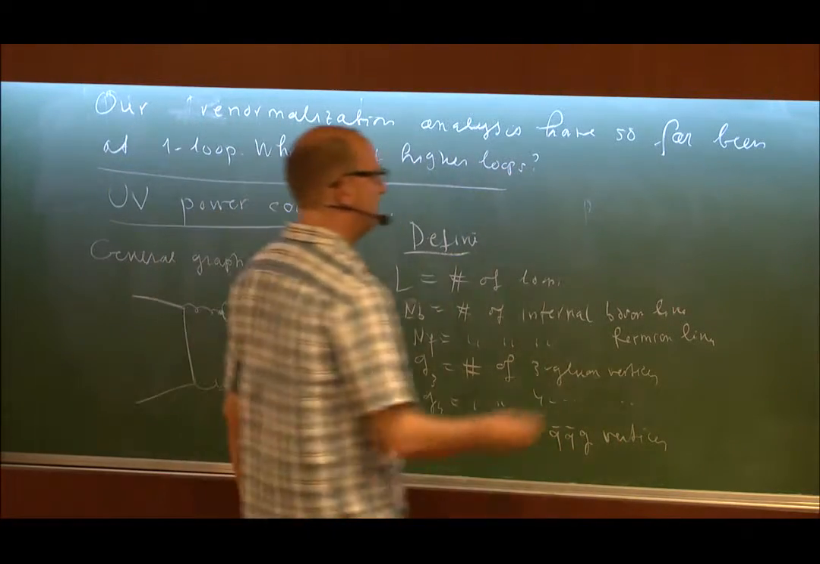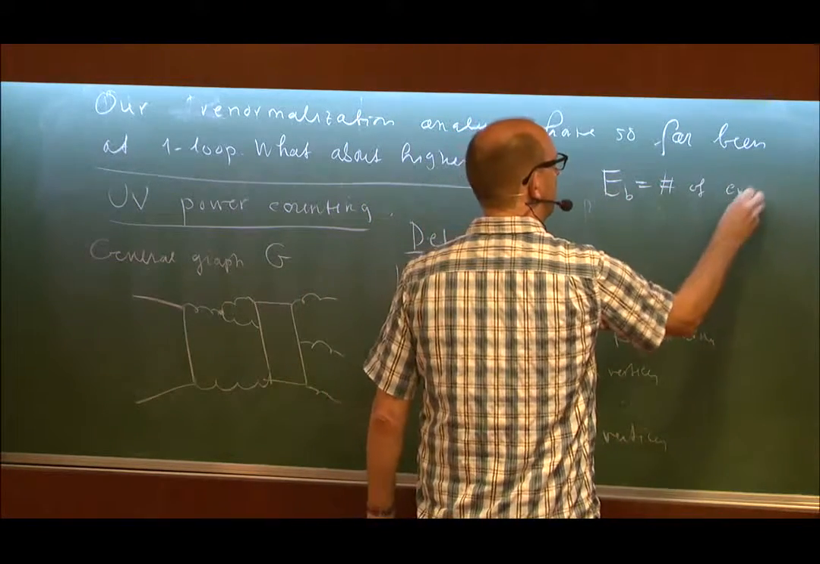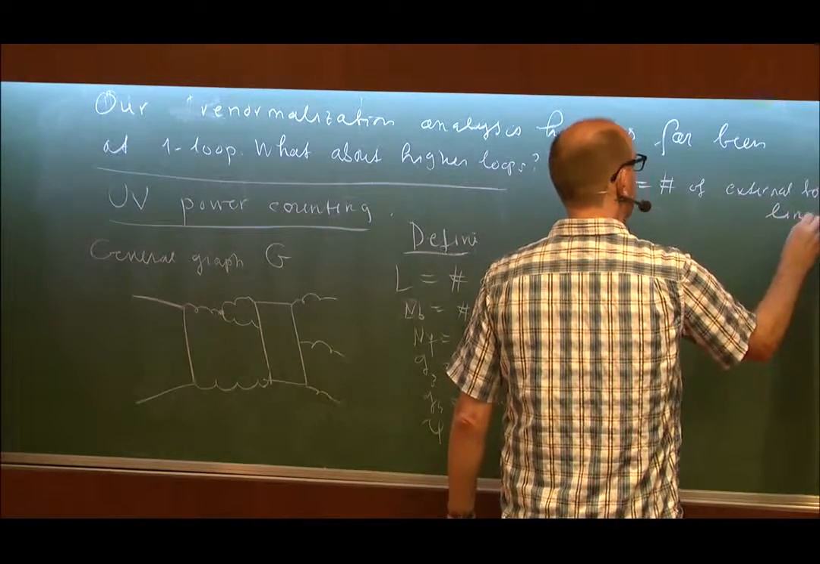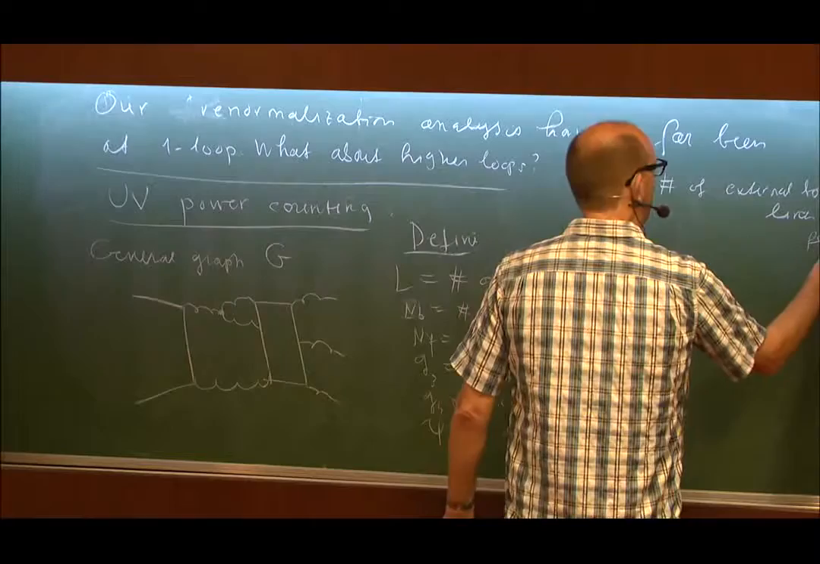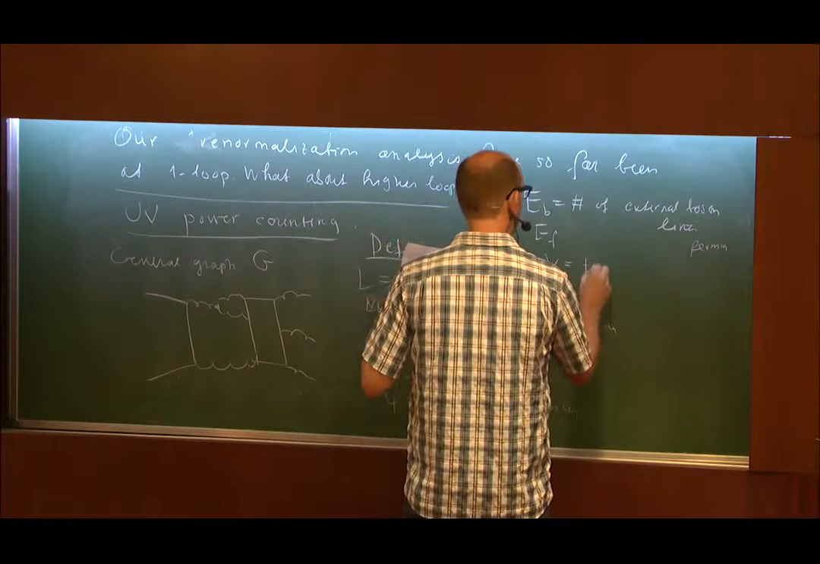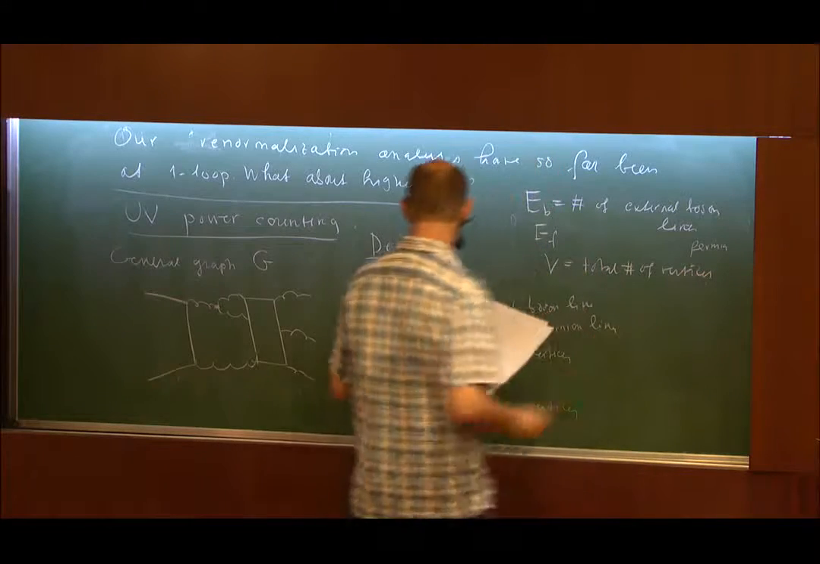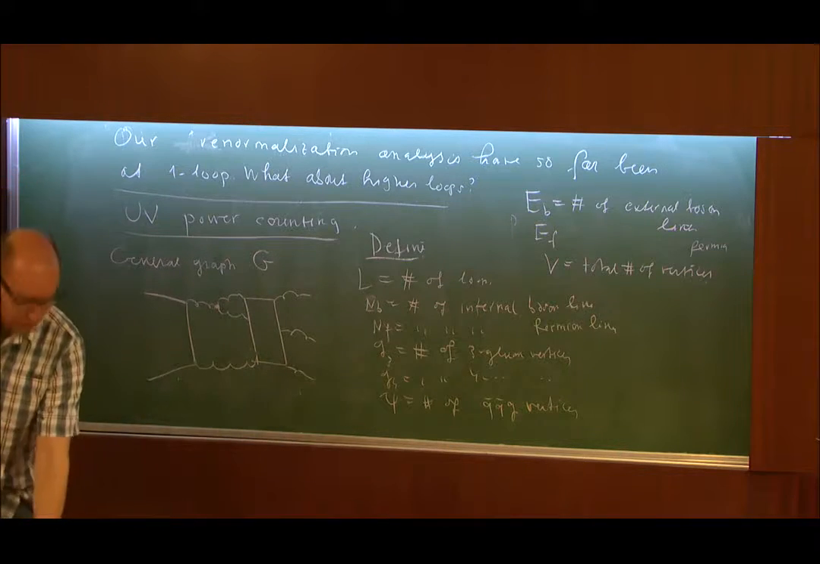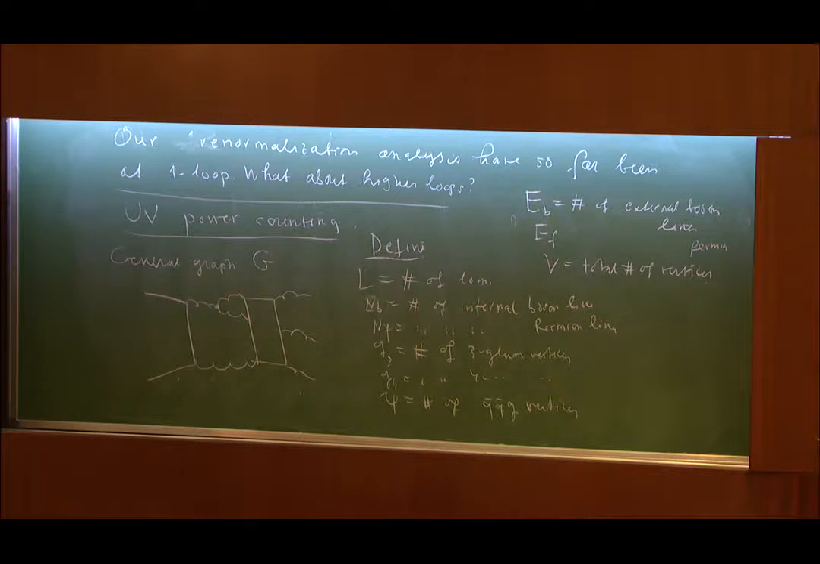I need 2 more definitions. So EB is the number of external boson lines. And EF, well, you can guess, the number of external fermion lines. And I think we're almost there. V is the total number of vertices. So lots of things to define. You just categorize structures in this diagram without actually computing it. So let's see if we can make some statements about it. And the rest I'll leave as a tutorial question for the afternoon.